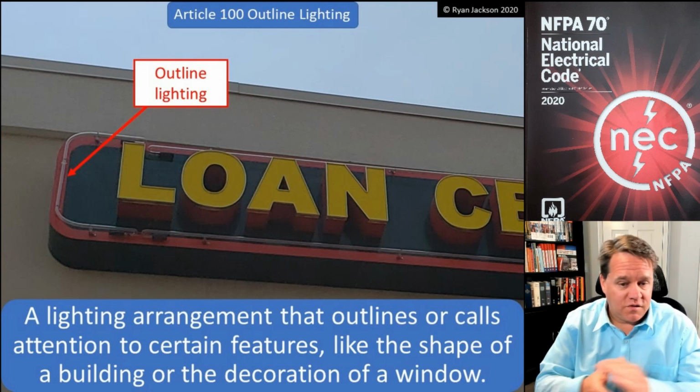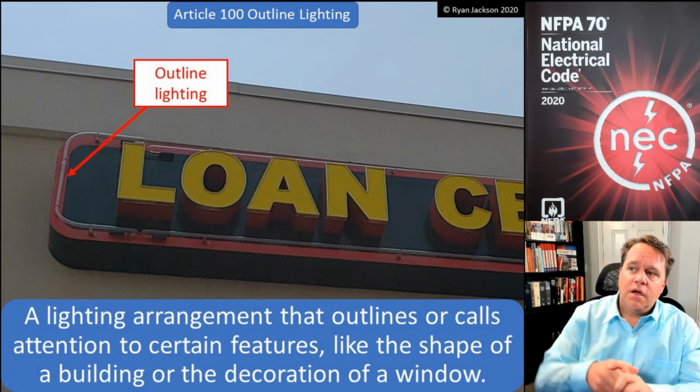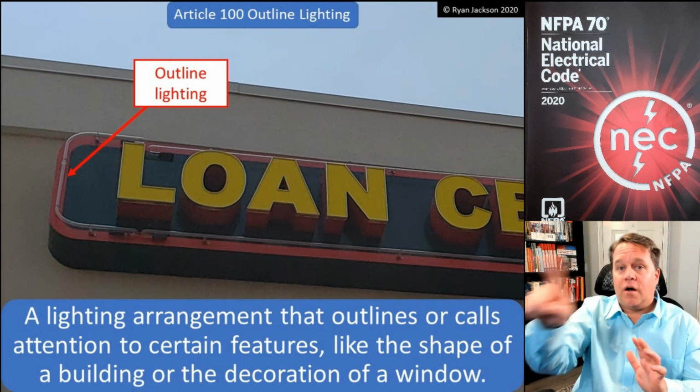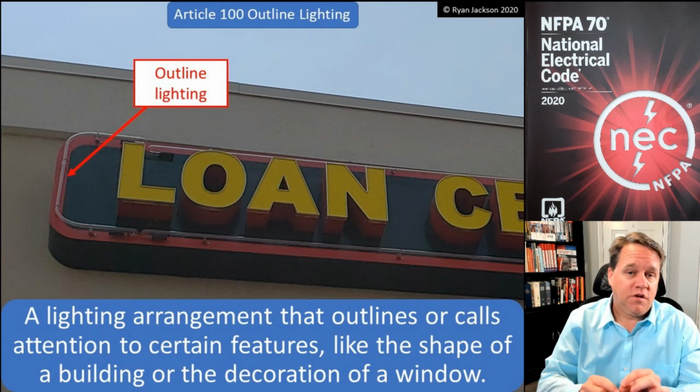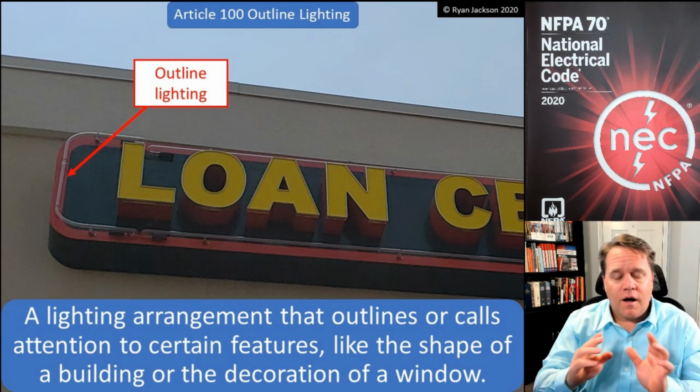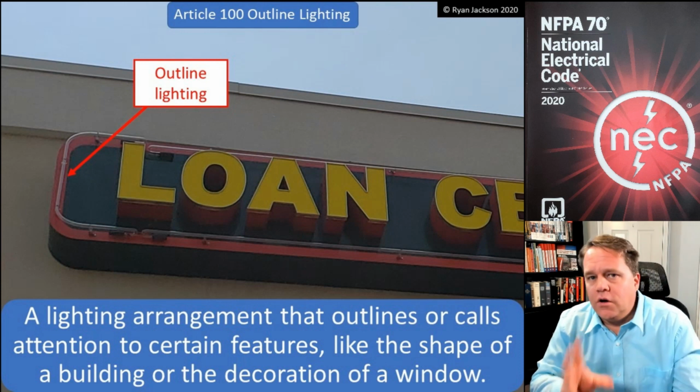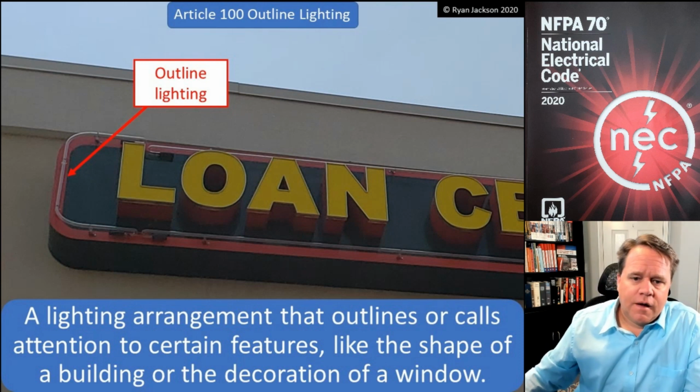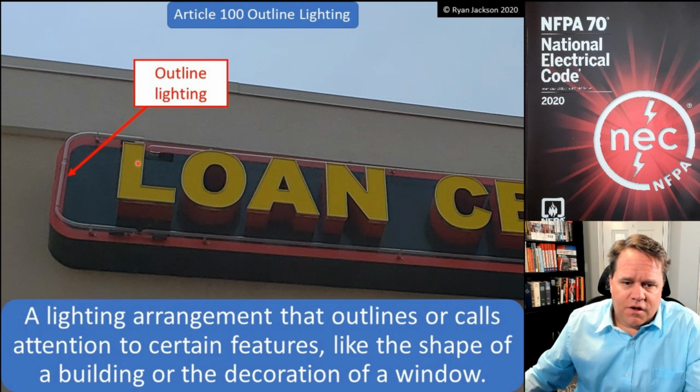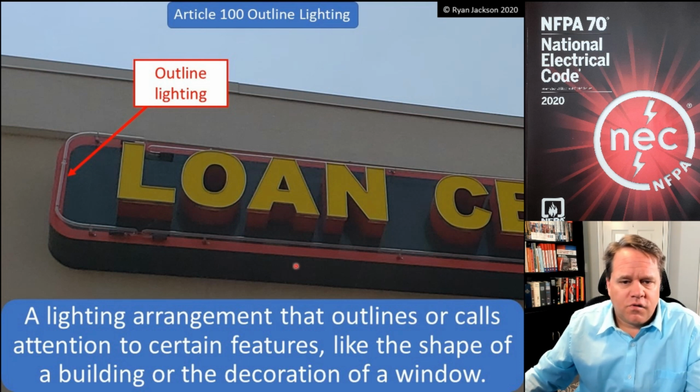So outline lighting, as the name dictates, it usually calls out like a window. That's where you would really see outline lighting, is around a window. Here in this photograph, this is a rather unusual application of outline lighting. It's not a section sign because these letters here are actually not even illuminated. It's just the line around this part of the sign. So that tubing around that is outline lighting, not to be confused with like skeleton tubing, which is defined in 600.2.